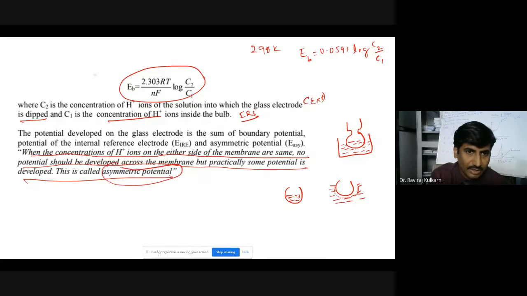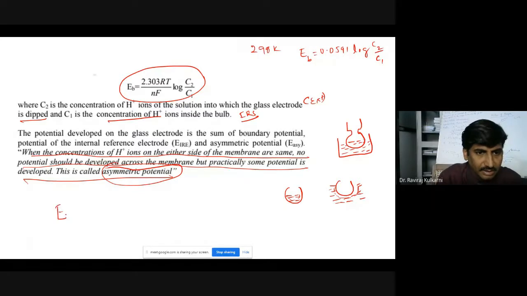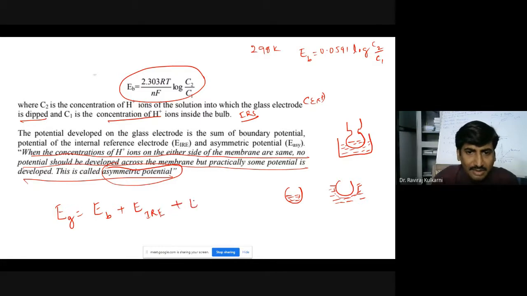Asymmetric potential. Okay, is that clear to you? So what is glass potential then? Eg. Now you should be able to tell me it contains what? Boundary potential, plus it contains what? Internal reference electrode, glass, what is that? Silver silver chloride electrode is there, plus asymmetric potential is also there.